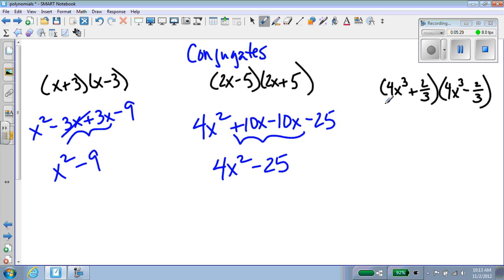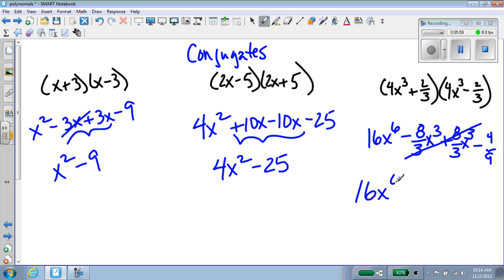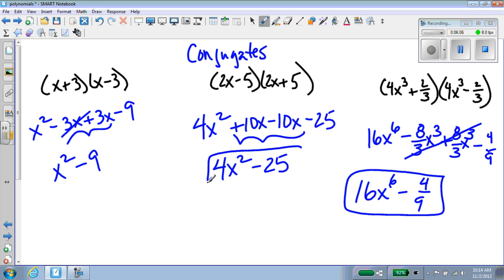One more time, just for fun. 4x cubed times 4x cubed is 16x to the sixth. 4x cubed times negative 2/3 would be negative 8/3 x to the third. 2/3 times 4x to the third would be positive 8/3 x to the third. And 2/3 times negative 2/3 is negative 4/9. Again, these cancel out, and I'm just left with 16x to the sixth minus 4/9. When I multiply conjugate binomials, I get an answer which mathematicians call the difference of two squares.